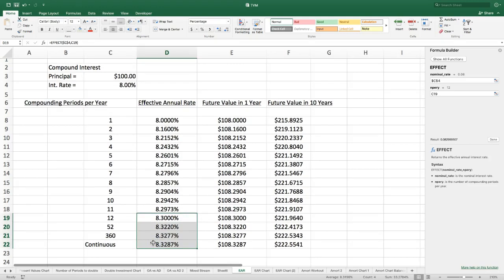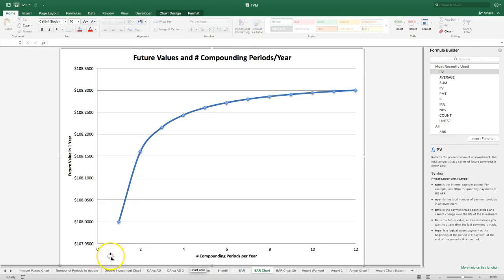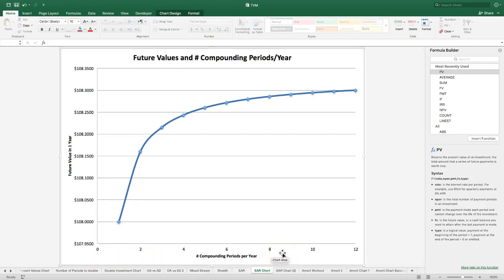And we can see this here graphically on a chart where we have the number of compounding periods per year on the horizontal axis and the future value in 1 year on the vertical axis, and we can see that most of the benefit occurs when we have 6 compounding periods per year, and then there's very little to gain from additional compounding periods.